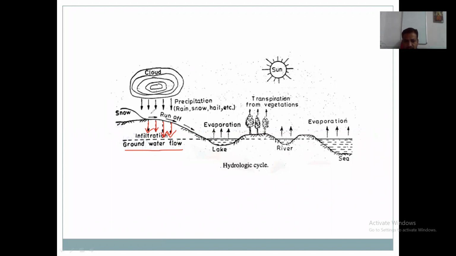And extra water, excess water will run off, that will flow towards the lake or river or sea. After absorption of the water, it will flow downwards. It will move downwards in this way.